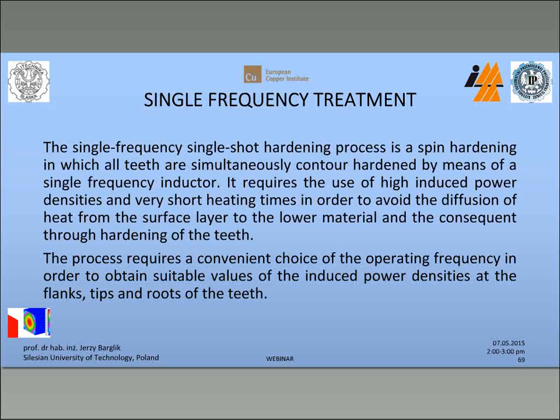If we think about single frequency process, spin hardening, all teeth are simultaneously hardened by means of a single frequency inductor. This is a cylindrical inductor. It requires usage of high induced power densities and very short heating time. The reason is very simple. We should avoid diffusion of heat from the surface layer to the lower material and the consequent through hardening of the teeth.